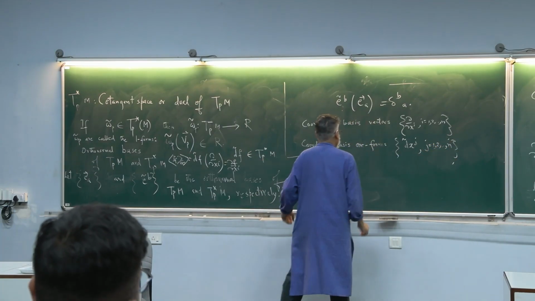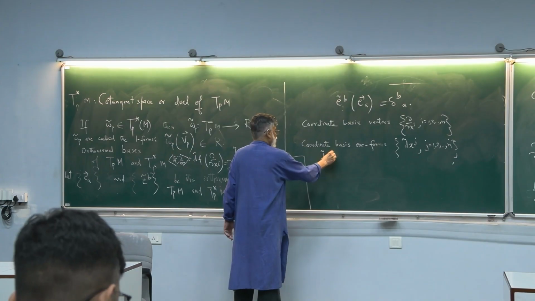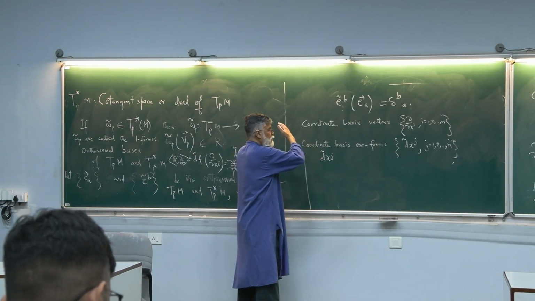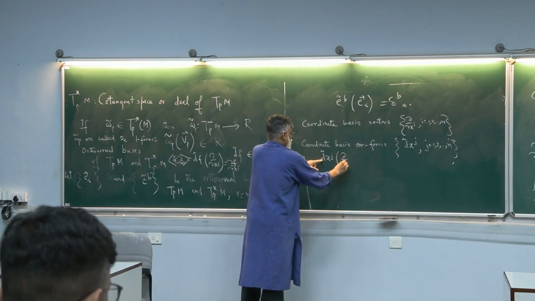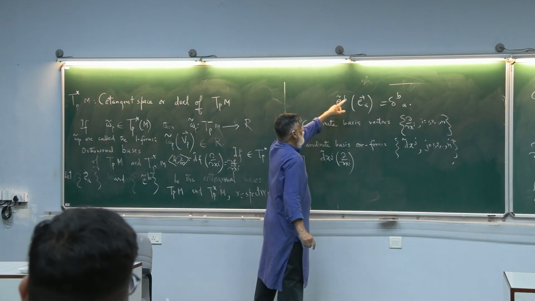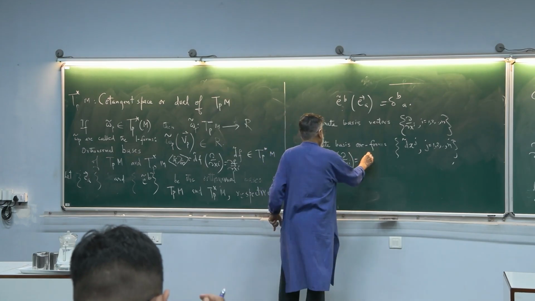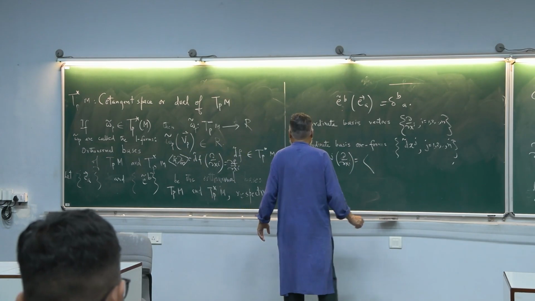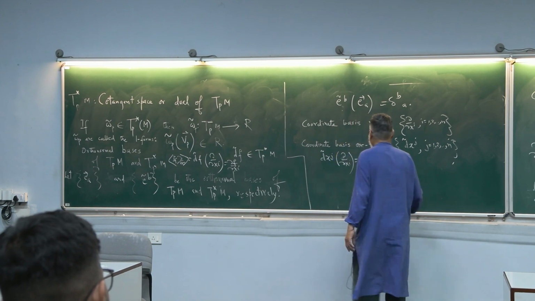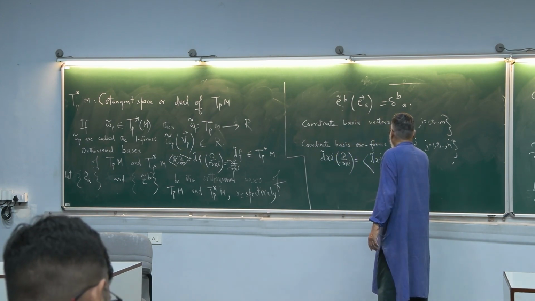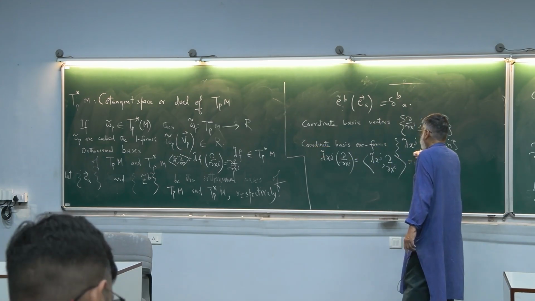Using this rule, because you can see that after all d of xj, remember they are mapping from TpM to real numbers. So, they act on del by del xi, the vectors. We are now talking about one particular choice of basis, and this is the same as this notation, bracket d of xj, del by del xi, and using that rule, this is simply d of xj, or rather del of xj.